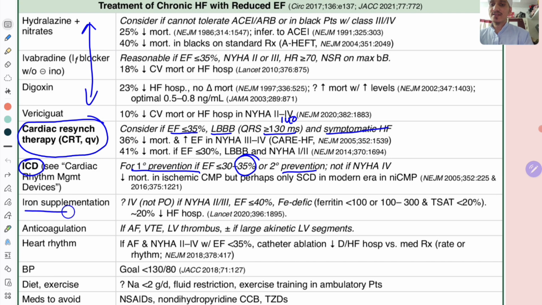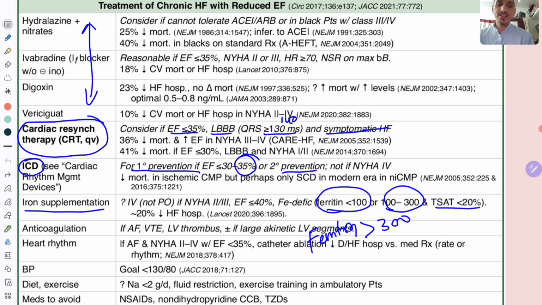Okay, then iron supplementation. When should you use iron? If the ferritin is less than 100, or it is between 100 to 300, that means the ferritin level should be maintained above 300 in patients with heart failure. Okay, and if the TSAT is less than 20, that means TSAT should be maintained at 20 to 40 in heart failure patients. Same is the case for CKD patients also. Anticoagulation, if atrial fibrillation or venous thromboembolism or left ventricular thrombus is there, then we can use anticoagulation.